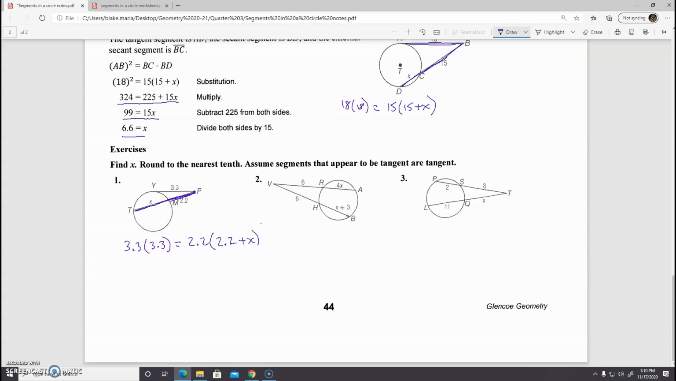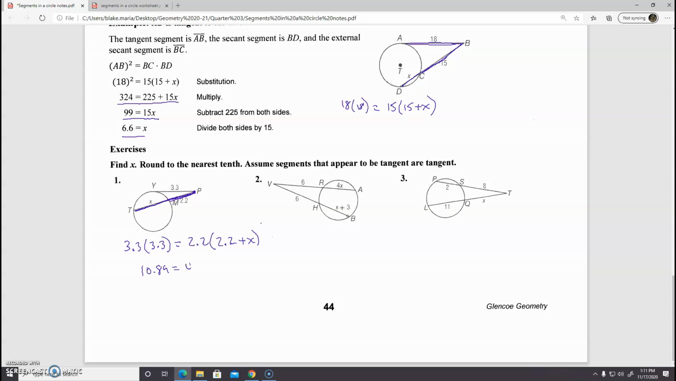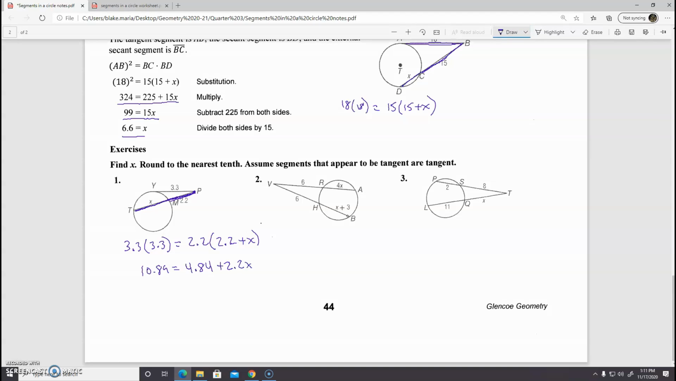We're going to do a little multiplying here. So we've got 3.3 times 3.3. We got 10.89. We are not rounding yet, so don't round. We're going to distribute that 2.2, so we're going to multiply 2.2 times 2.2, 4.84. And 2.2 times x is 2.2x. We're going to subtract 4.84 from both sides.